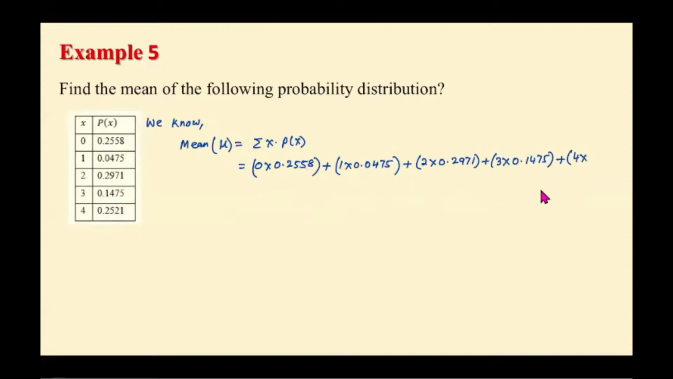If we do that, we'll get 2.0296. That is the mean for this probability distribution. Remember, while calculating the mean, we use the formula: mean is equal to the sum of x times p of x. That is the important formula that we need to know and apply while calculating the mean of the probability distribution.